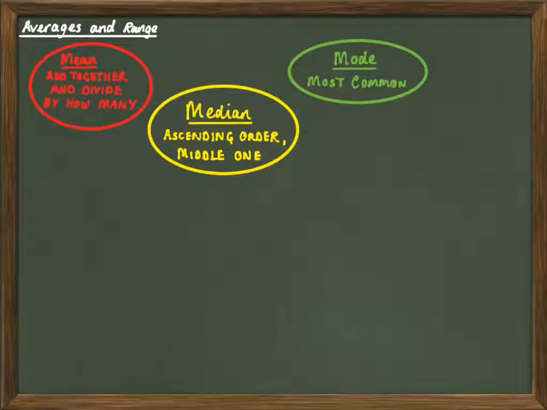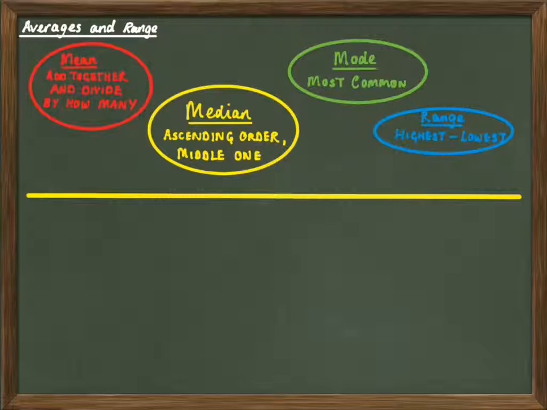There can be two modes if, say, two numbers occur the same amount of times. Okay, normally there's only one, but there can also be two modes, or there can be three modes if they actually happen to ask for that. Range, nice and easy, is the highest minus the lowest.